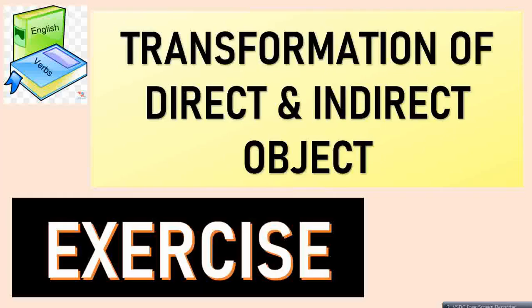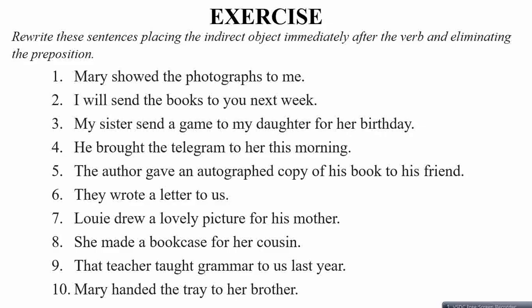So this was precisely all about the details of object transformation. For further clarity of this concept, we will now go through an exercise. It's an exercise of 10 questions. In it you have to rewrite the sentence by placing the indirect object immediately after the verb and eliminating the preposition. Again, write the indirect object right after the verb, and in that case you will just omit your preposition and directly after it the direct object will come. I hope you understand the whole concept by now, but just pause the video here and try to solve them all. If you are not done yet, then we will go through the answers as well.